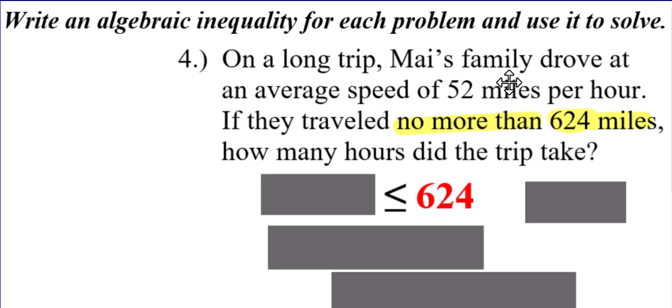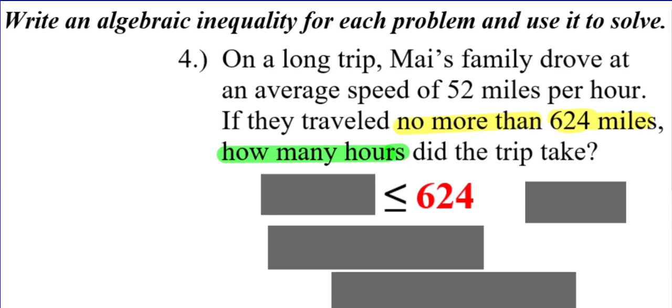Now, the first sentence is going to actually go over here on the left. We have 52 miles per hour, and we are trying to find how many hours did the trip take. So I think H is a logical choice for the variable. So what do I do with the 52 and the H to get 624? Would I add them? Does that sound logical for 52 miles per hour? I don't think you would take miles plus hours to get total miles.